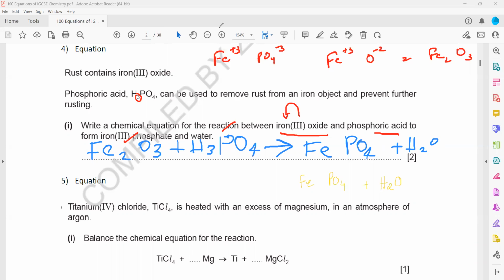This is the first part. We write the equation like we wrote. Now the second part is balancing. We start balancing with oxygen, followed by hydrogen and then other elements.